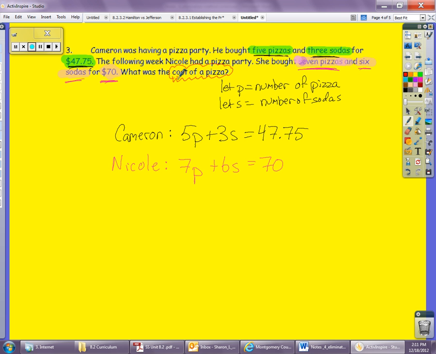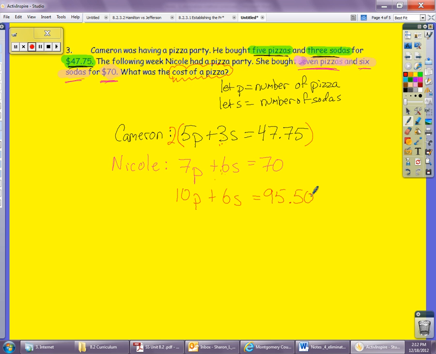So if we look at this, we have a 3S and a 6S. Well, we know that 3 times 2 will give us 6. So if we multiply this entire top equation, Cameron's equation, by 2, that'll give us 10P plus 6S, and that will equal $95.50.